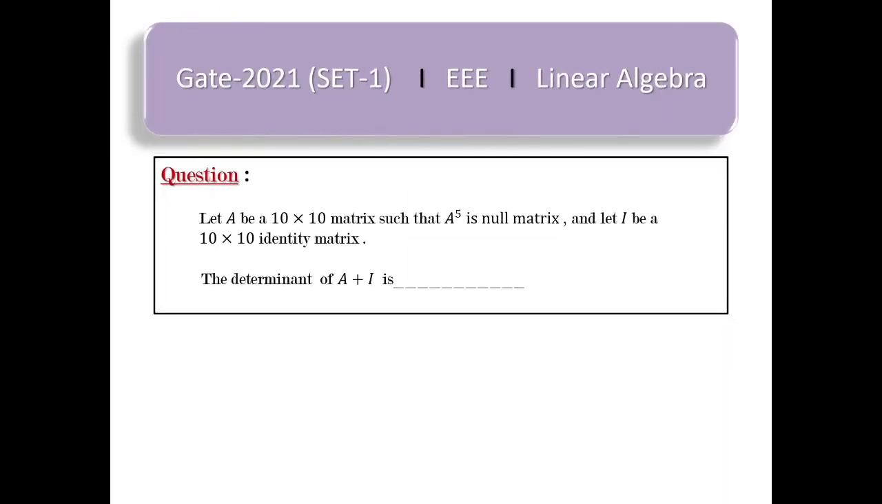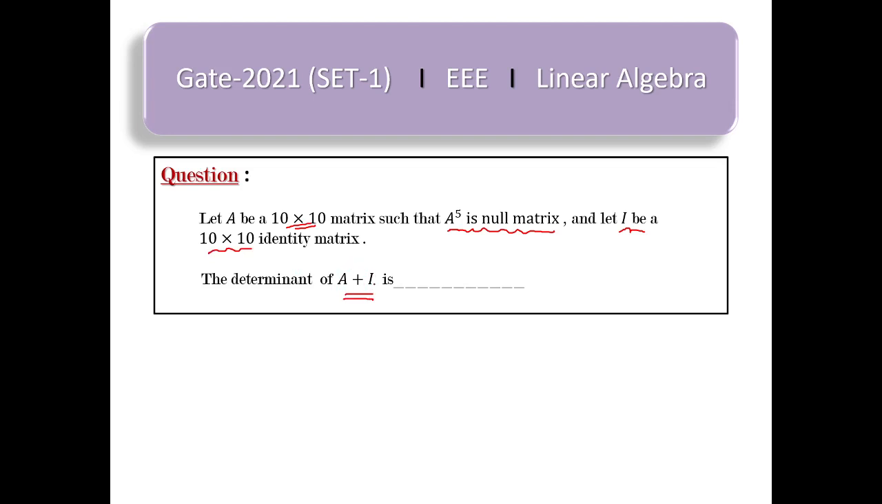Here is the question. Let A be a 10 by 10 order matrix such that A power 5 is a null matrix, and I be an identity matrix of the same order, 10 by 10. Then find the determinant of A plus I. So we need to find the determinant of this A plus I.